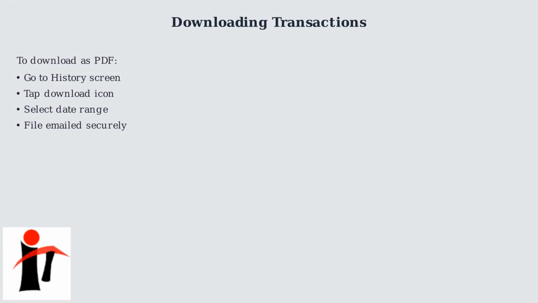like food or travel. To download your transaction history as a PDF, go to the History screen, tap the download icon, and select a date range. The file will be emailed to you securely.